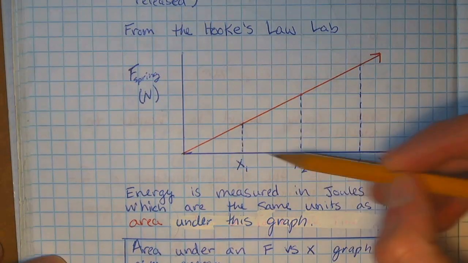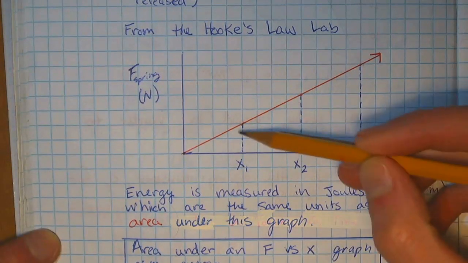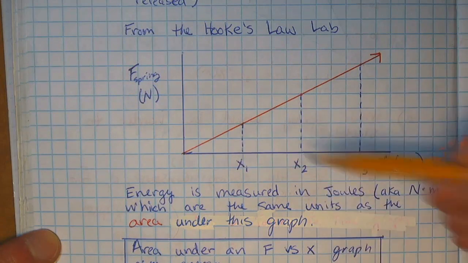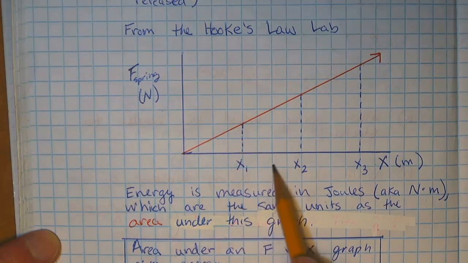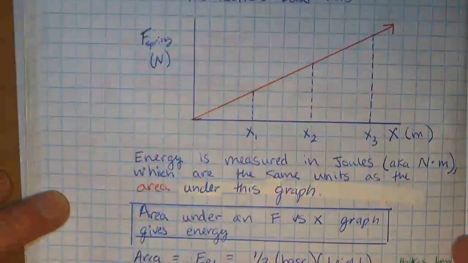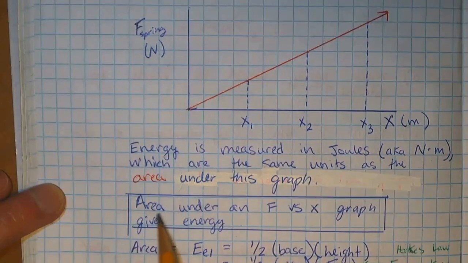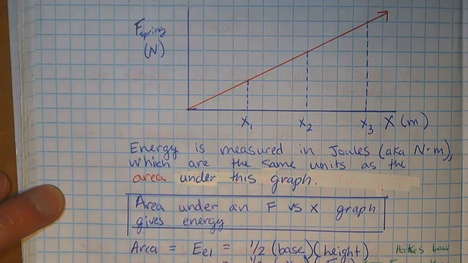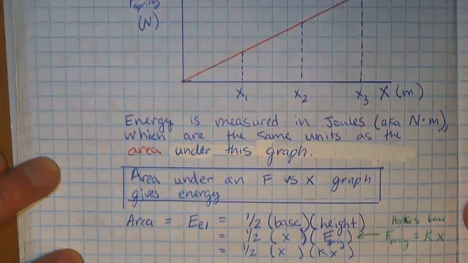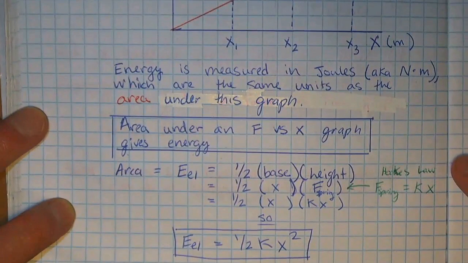And so the physical area of the graph, which in this case would be a triangle, gives you the energy. And that's true for any force versus x graph. The area under a force versus x graph gives you the energy stored in that thing. So when we go to gravitational energy, we'll use the same idea. So let's take a look at this.